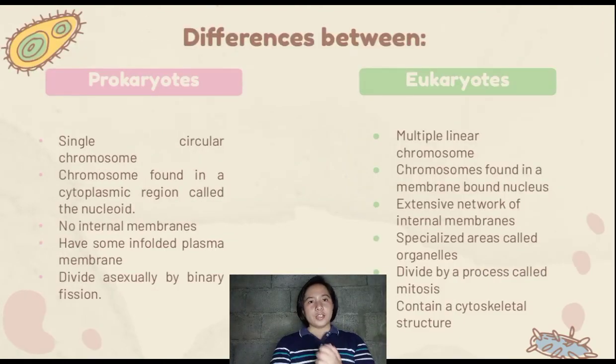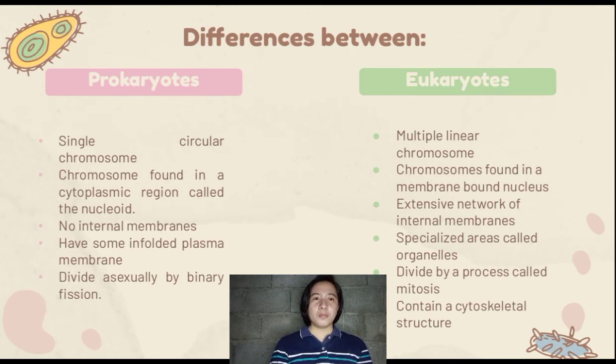What are the differences between prokaryotes and eukaryotes? Prokaryotic cells are unicellular or single-celled, while the eukaryotes are multicellular. From the word multi, it means many. The chromosome of prokaryotes is found in the nucleoid, while the eukaryotes' chromosome is found in a membrane-bound nucleus.